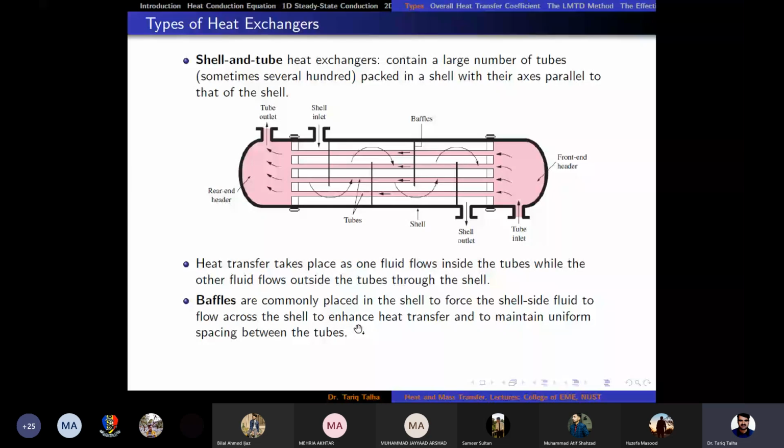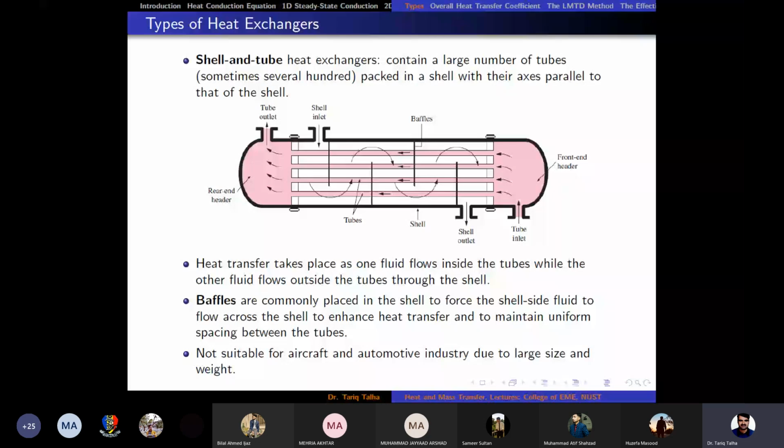So that is the purpose of supporting those tubes. So not suitable for aircraft and automotive industry. That's why shell and tube heat exchangers are usually used in places where we have stationary applications like a steam power plant. We usually use a boiler in that, so those are the places where we usually use shell and tube heat exchangers.